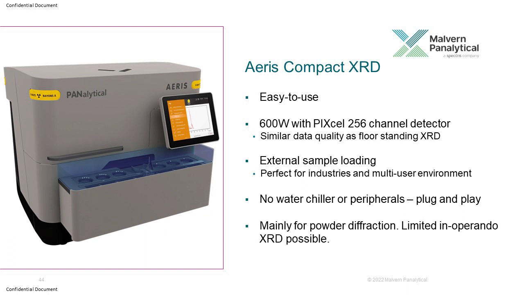Here you put the samples outside. You don't have to open the cover. You put your sample and it will be automatically loaded onto the diffractometer. It doesn't require any peripherals like a water chiller. It is just plug and play. Mainly this is for powder diffraction. So when you are making NMC materials, or graphite, or anode or cathode materials, you can check them. But this can also do limited in operando, that is on the coin cell. If you are making coin cells, we can mount these coin cells onto Aries and you can do in operando.